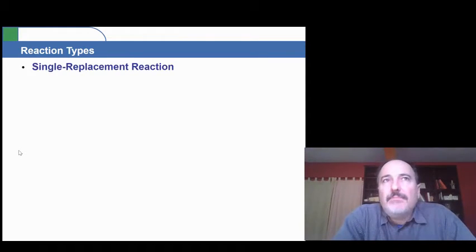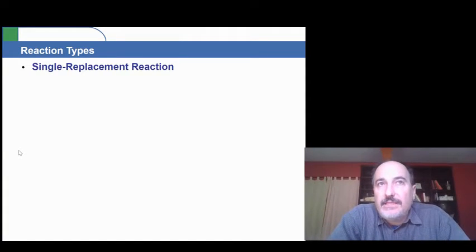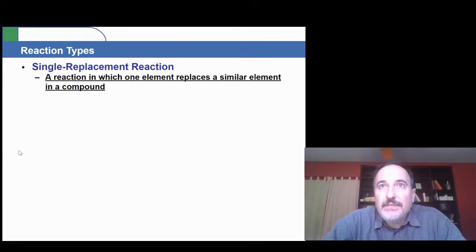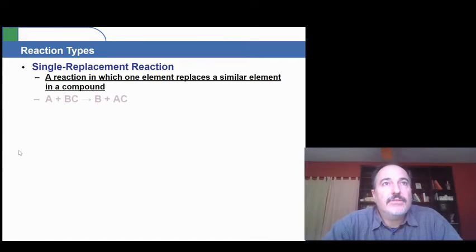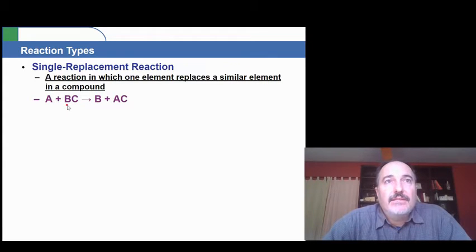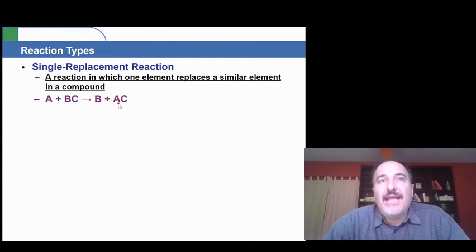Now, a little bit more complicated are single replacement reactions. Now, this is a reaction in which an element replaces a similar element in a compound. And in this case, you have basically element A is going to react with the compound BC. And if you notice, the A is going to take the place of the B. So the B is now a lone element, and A is now bound with C.